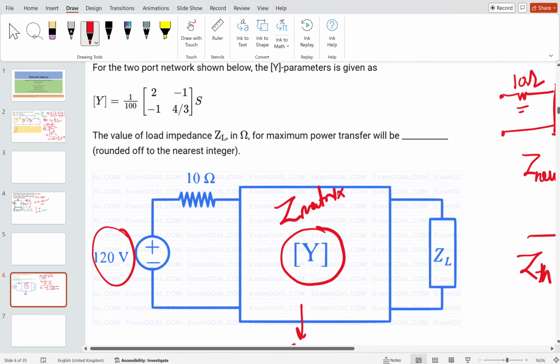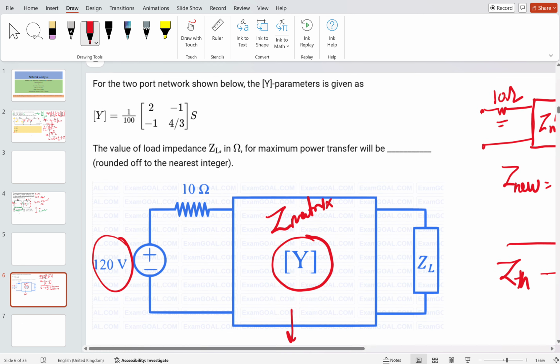Okay, let me zoom a little bit. Okay, is it clear? Okay, fine.